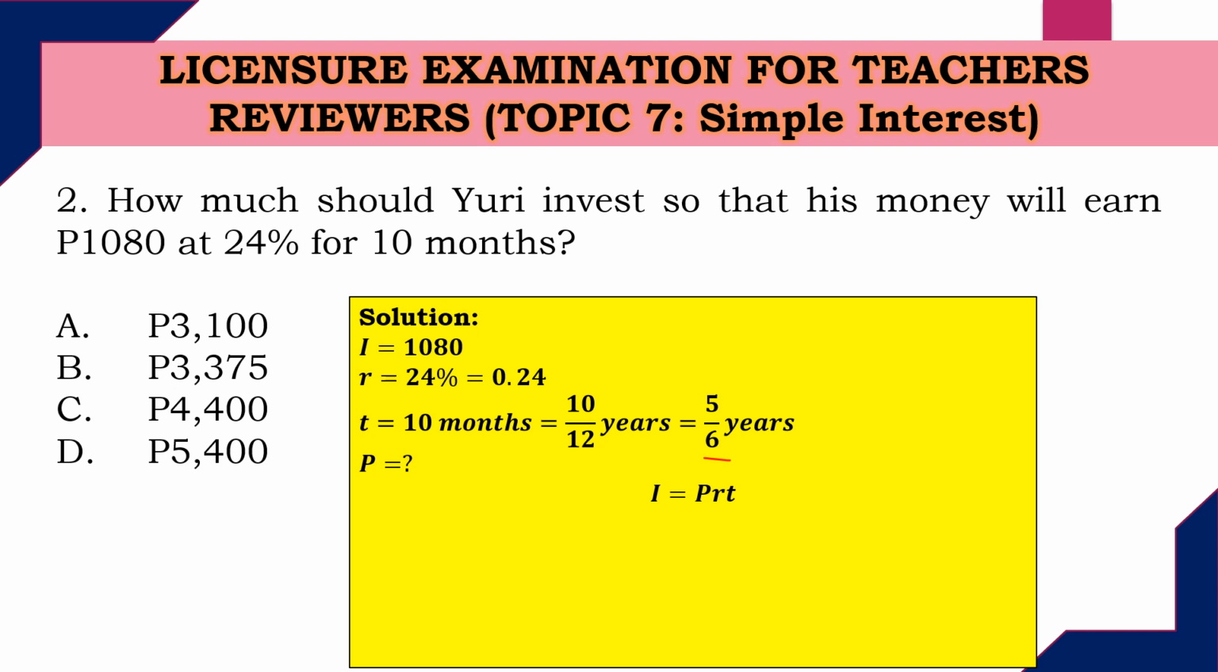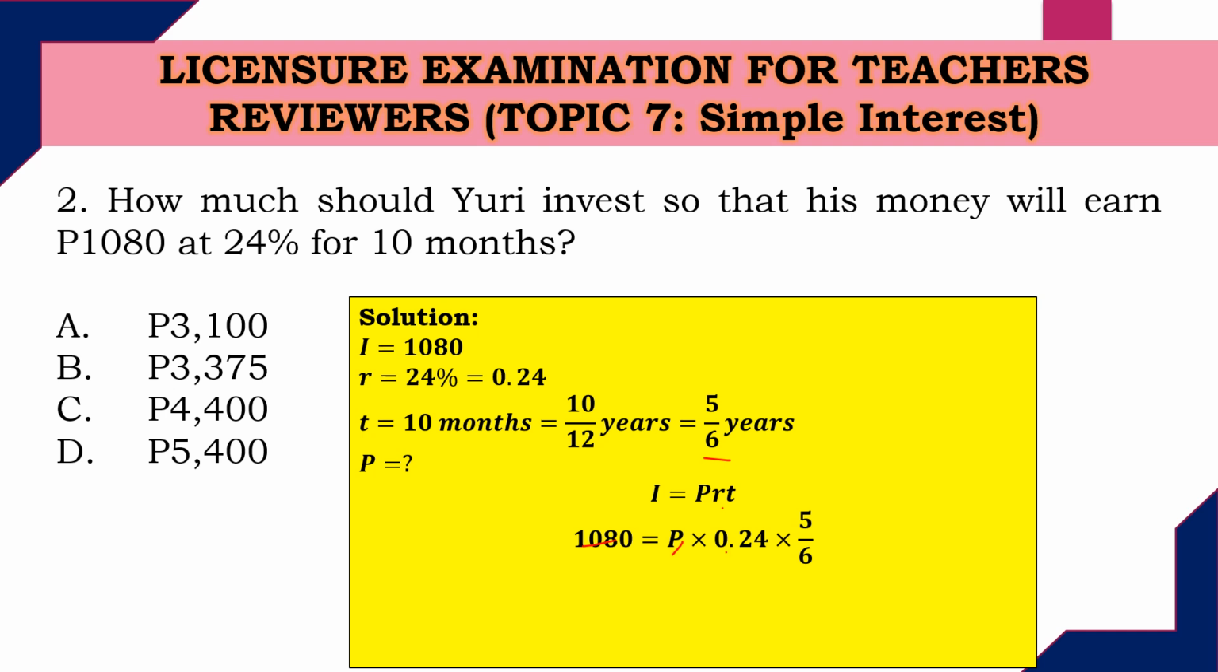The formula is I equals PRT. So we are just going to substitute the given values in the formula. So we have I, which is 1,080. P, yan yung hinahanap.